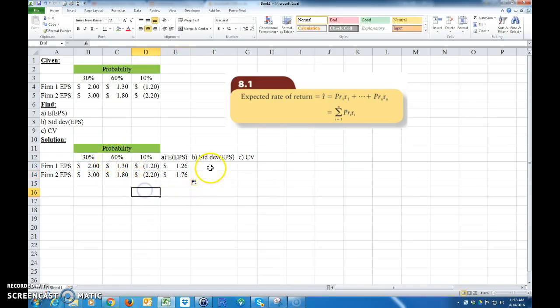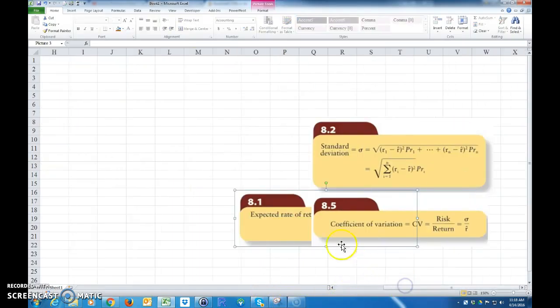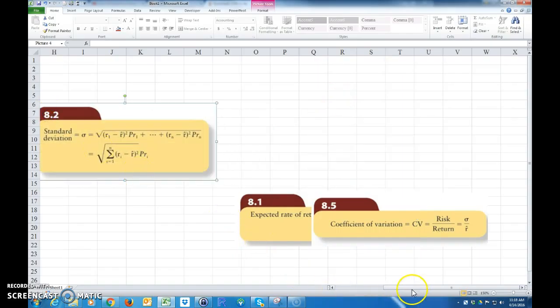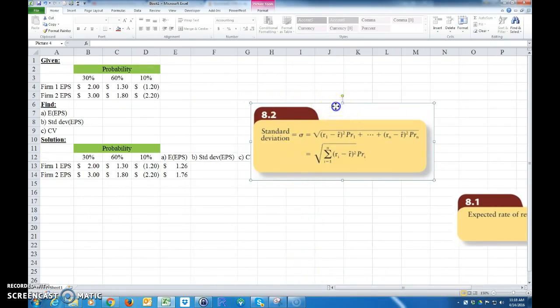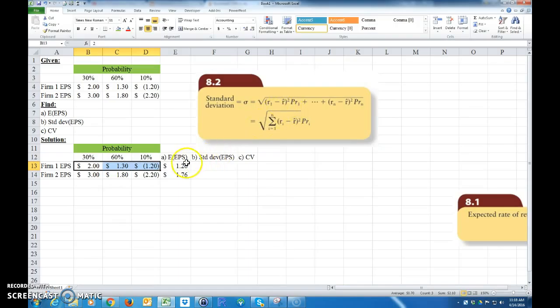Okay. So the standard deviation formula is right here. The standard deviation is a square root. Now remember these R's, we're going to say EPSs. So it's the square root of each of the individual EPSs minus, so each one of these I'm going to take this minus this, and then I'm going to take it times this. And I'm going to take this minus this.